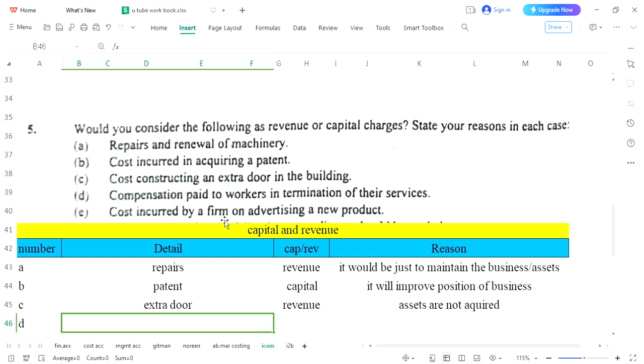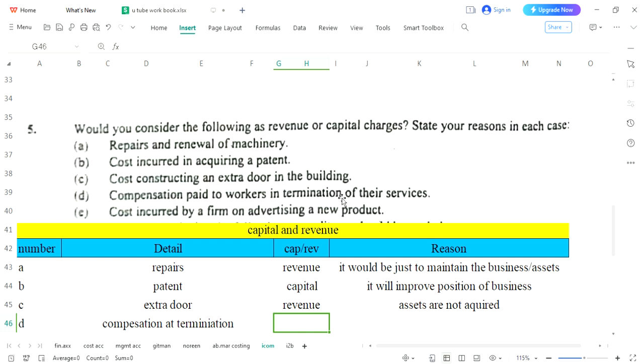Now part D is saying compensation paid to the worker on termination. Termination means end, and obviously the end of a complete job is not usual. Several years would pass before the service of one worker is terminated. So it is done for a longer period of time. It would not happen again and again. So that is why we will call it capital.